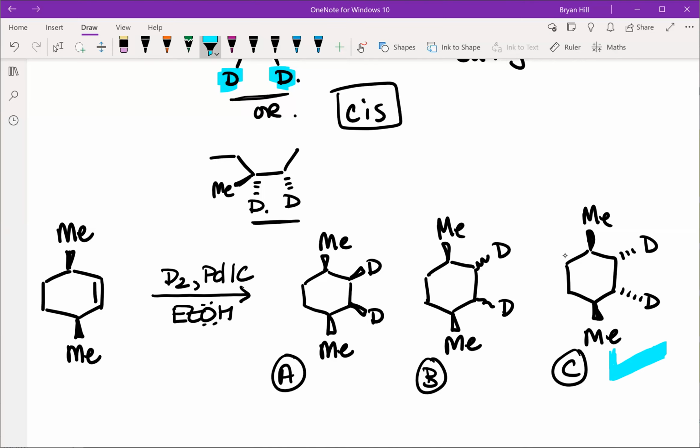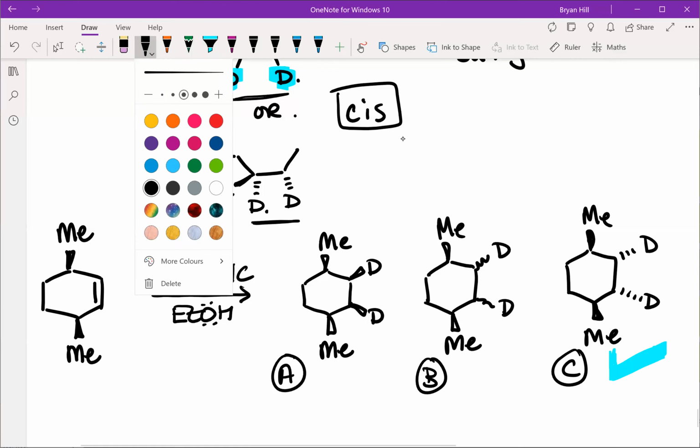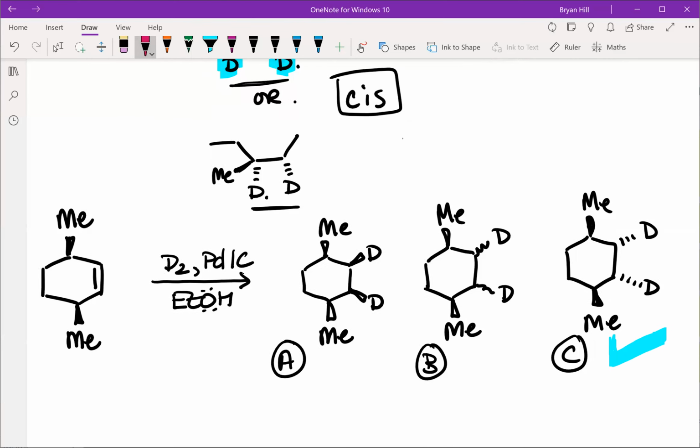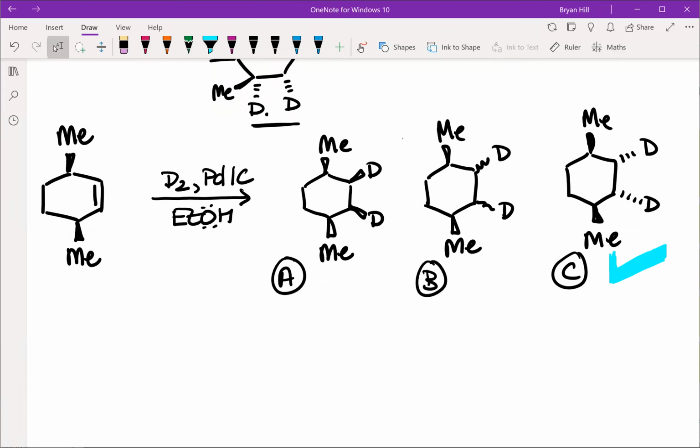Okay, what's wrong with A? Right. So the problem with this one is that D's are on the more bulky side.